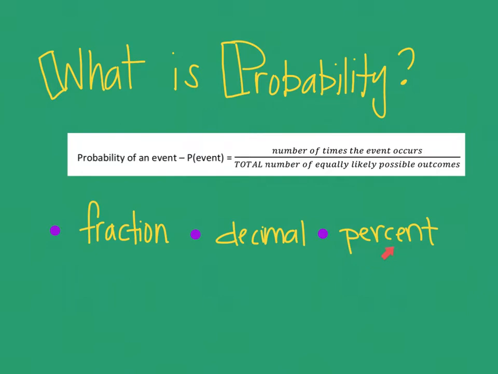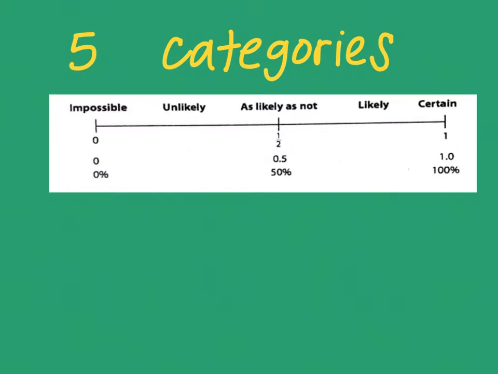We would say there's a 50% chance of rain or a 10% chance of rain. We wouldn't say there's a 0.5 chance of rain or a 1/2 chance of rain. So it just depends on the situation we're in. But in most math situations, we're going to represent it as a fraction. We can also separate probability into 5 separate categories.